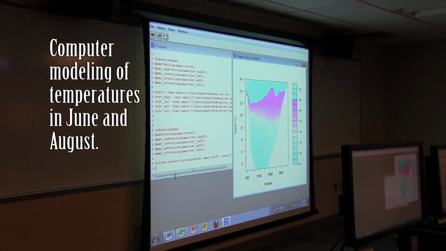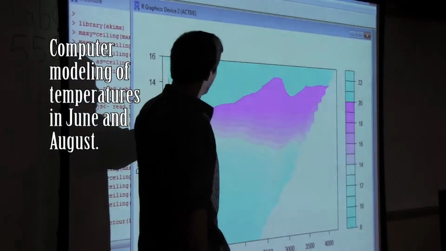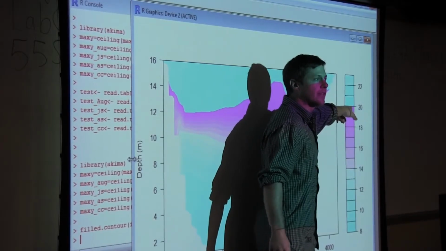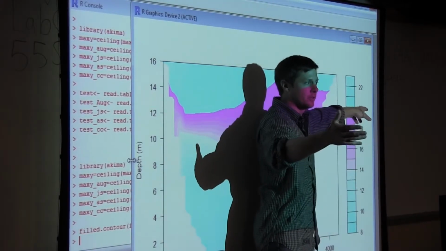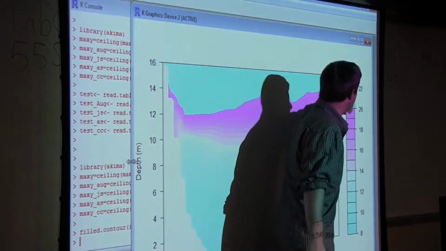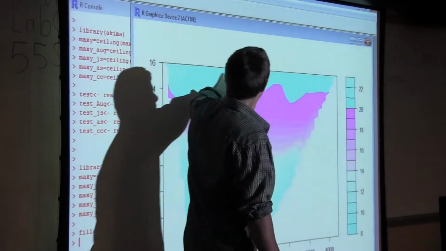Okay, so what is that? And this is from June, okay? So right here, this is the cutoff, right? Ciscos can't live in water that's over 20 degrees. So anything that's blue up on the surface, like a light blue like that, they can't live in. So this section in June is too warm for them.